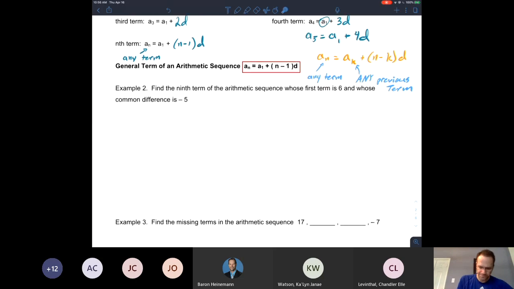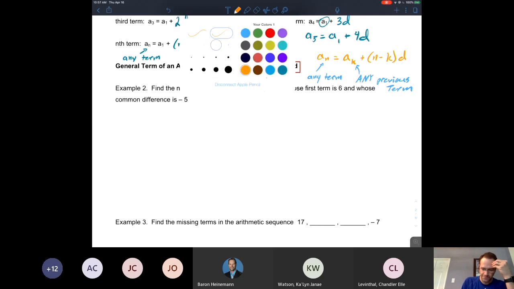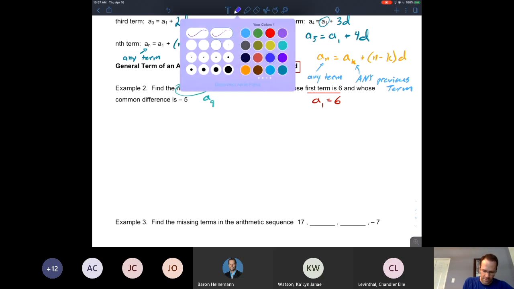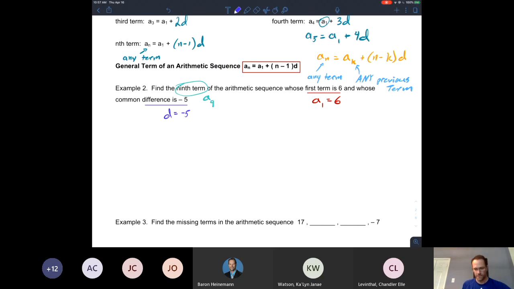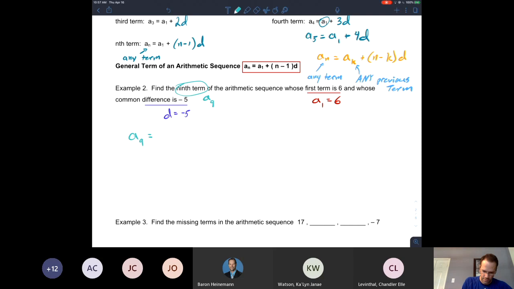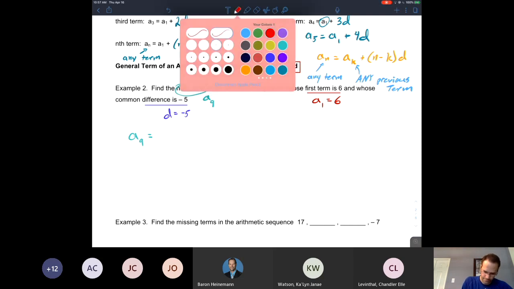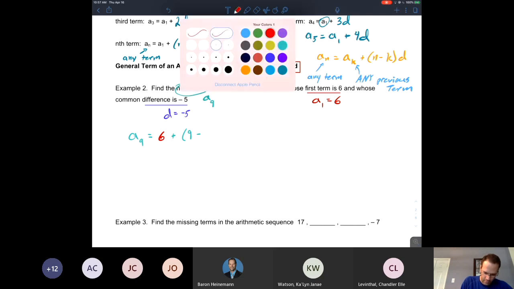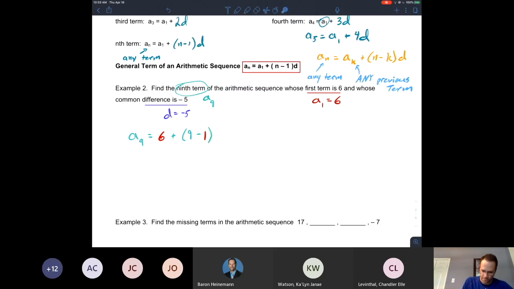Let's practice. It says find the ninth term, which means they want a sub 9 of the arithmetic sequence whose first term, so they gave us the first term, a sub 1 equals 6. All right, and the common difference, that was nice enough of them, common difference is -5. All right, well, because they gave us the first term, I can use this formula that uses the first term. So I'm just going to say a sub 9 is equal to a sub 1, which is 6, plus 9 minus 1. That 1 comes from the a sub 1, right? n minus 1.